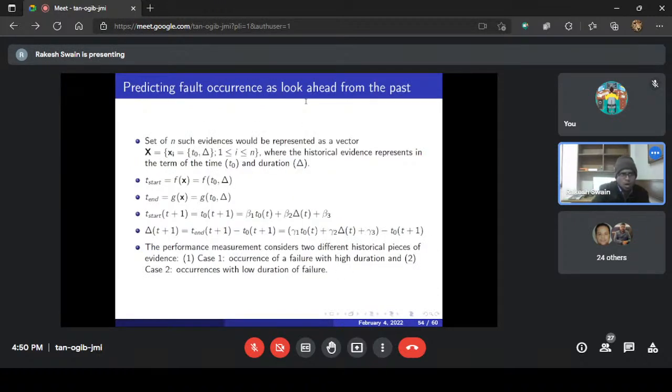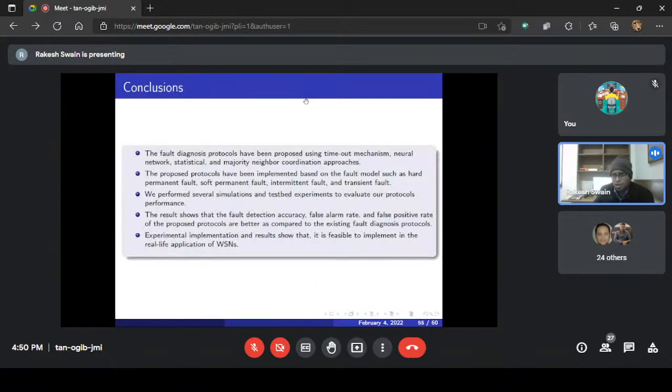Now this is my final conclusion. A fault diagnosis protocol has been proposed using a timeout mechanism, neural network, statistical approach, and neighboring coordination approach. The proposed protocol is used to find composite fault environments, basically hard, soft, intermediate, and transient faults. Both simulation and test-bed experiments were done for validation, and different metrics like fault detection, false alarm rate, and false positive rate were used to evaluate performance. The experimental implementation shows it is feasible in real-life applications. That is my conclusion.